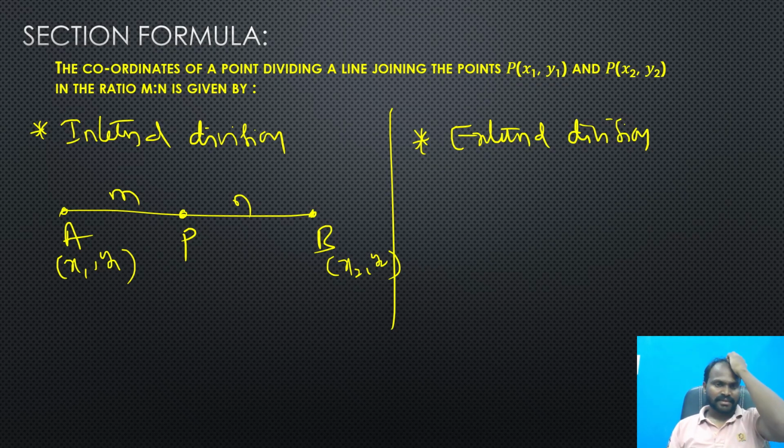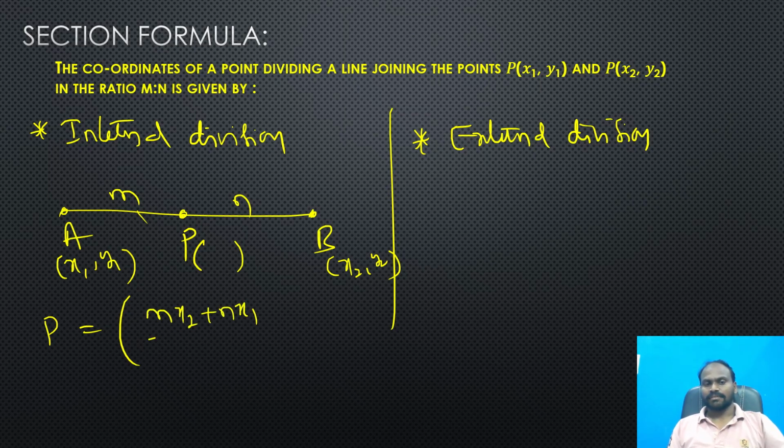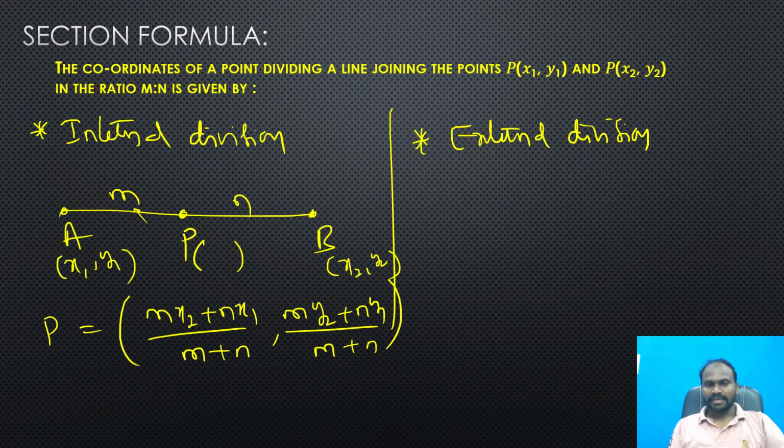Simply now what we can write: PA is to PB. I want to find out the point P here. The point P equals ((m x2 plus n x1) by (m plus n), (m y2 plus n y1) by (m plus n)). That is the basic formula. So here m x2 and n x1, next m y2 and n y1, like cross multiplication. Like that you can remember.